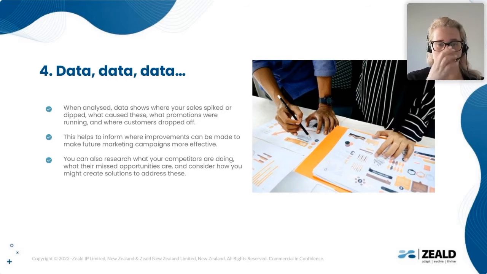So like I mentioned, analysed data shows where your sales spiked or dipped, what caused these, what promotions we're running, and where customers dropped off. That's the power of the analytics you can get through digital means. This can then help inform where improvements can be made to make future marketing campaigns more effective. And then you can also research what your competitors are doing, what their missed opportunities are potentially, and consider how you might create solutions to address these, or just help stand out and be different to them.